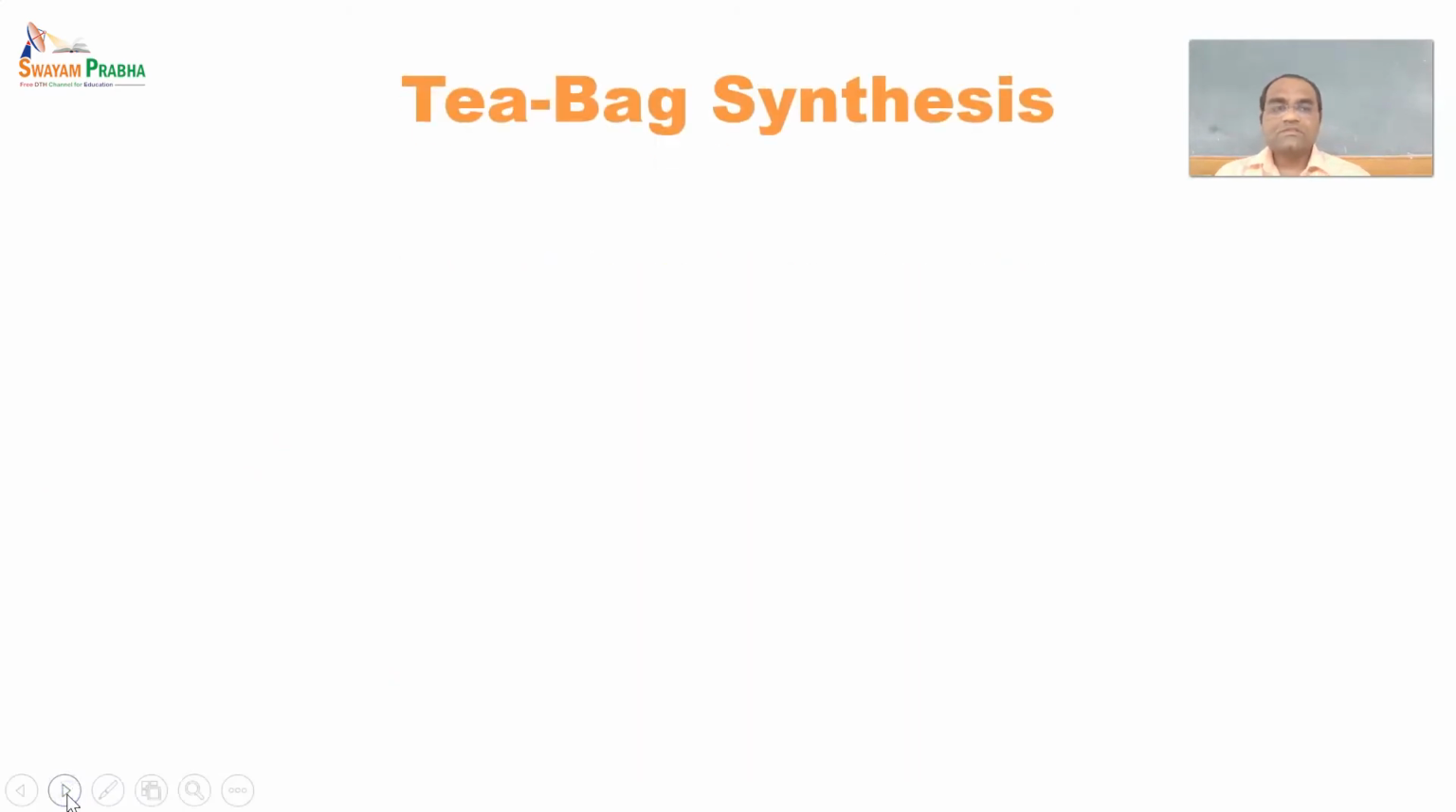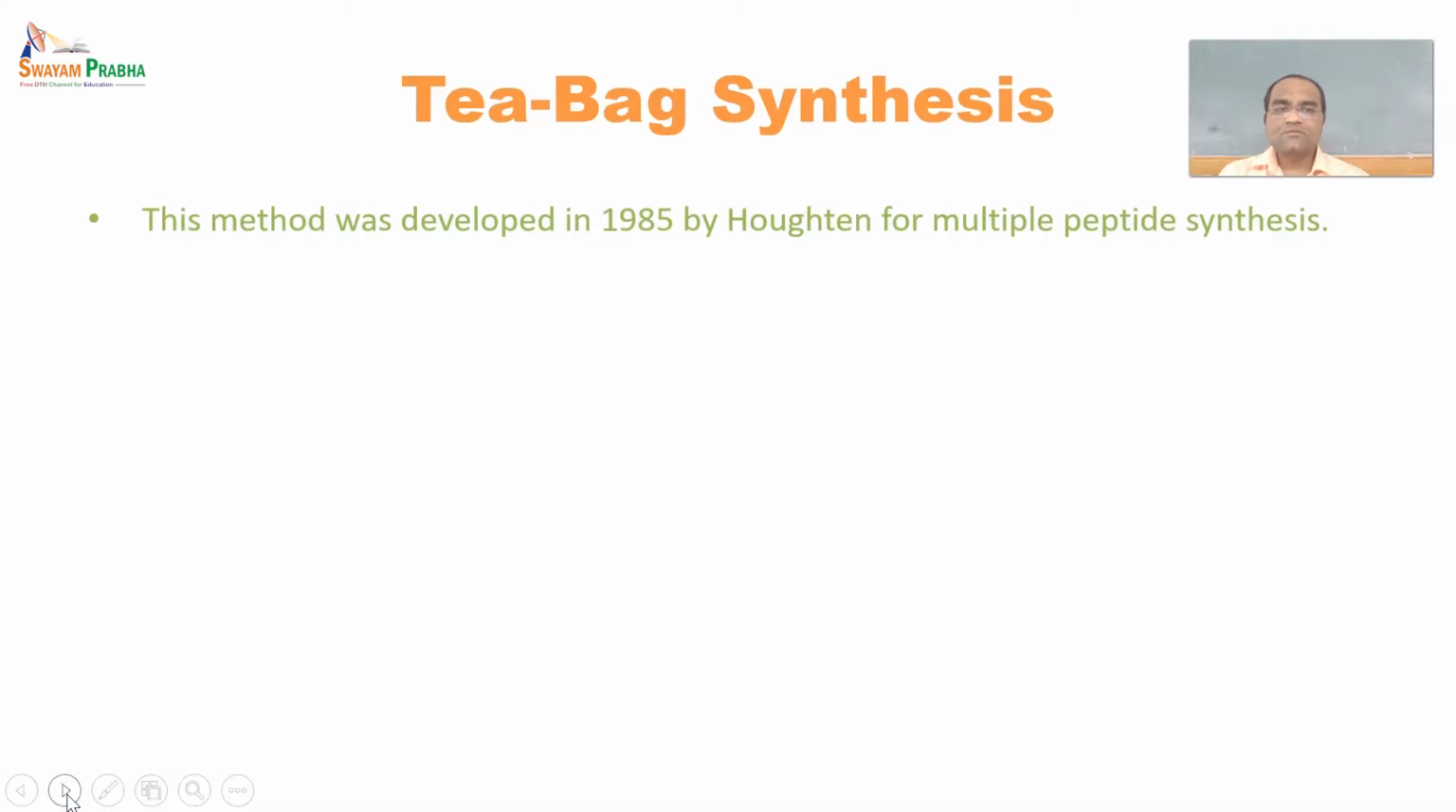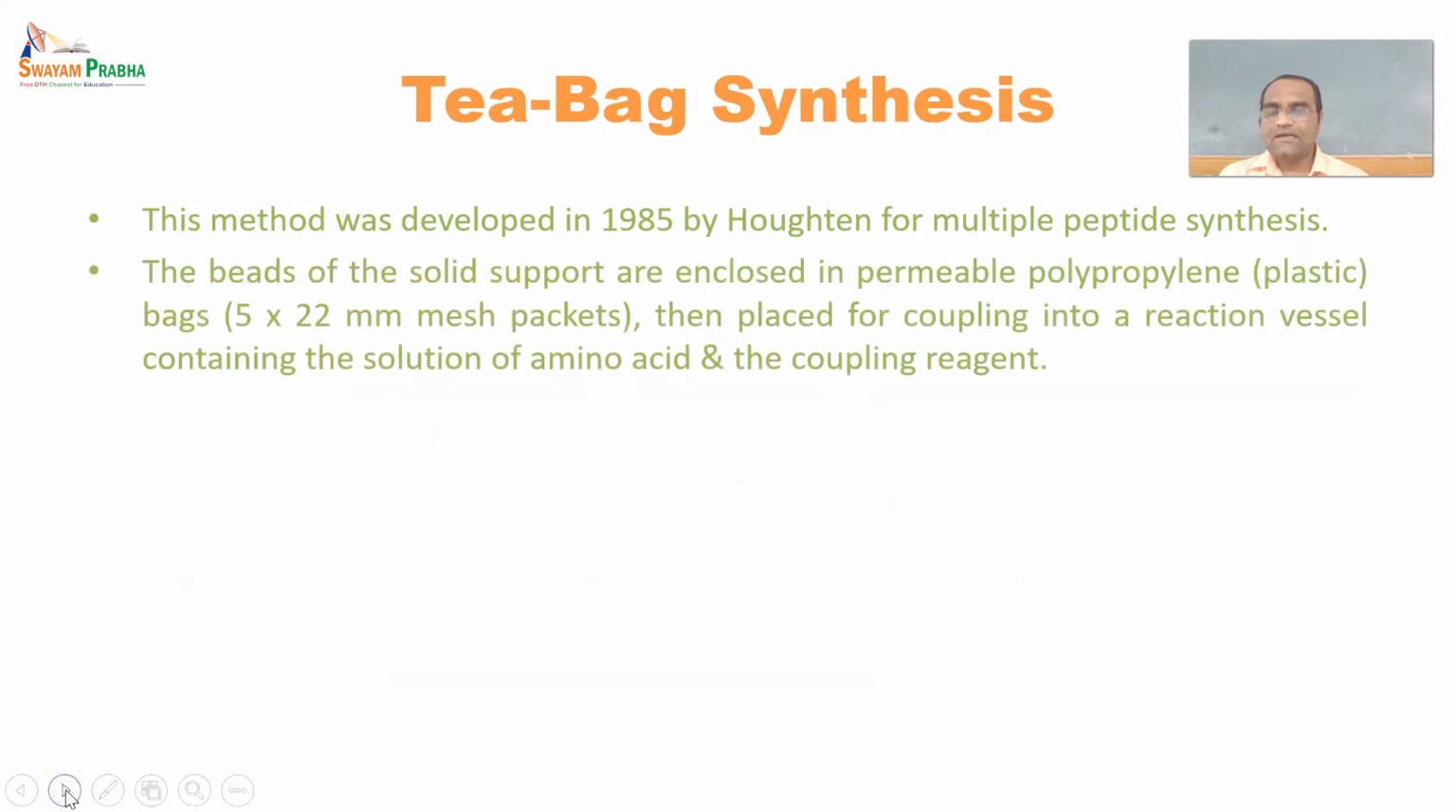So this is the first method of parallel synthesis. It is said to be the T-bag synthesis method because the material utilized looks like a tea bag. This method was developed in 1985 by Houghten for multiple peptide synthesis, and sometimes it is called the Houghten T-bag synthesis. He was the scientist who prepared peptides this way in 1985.